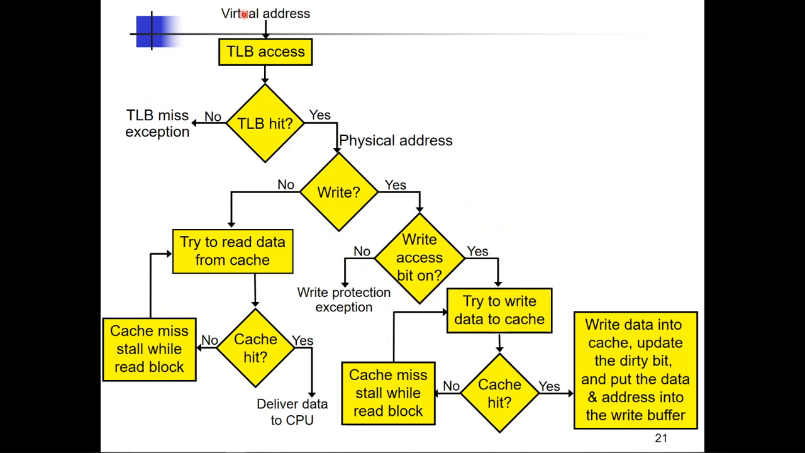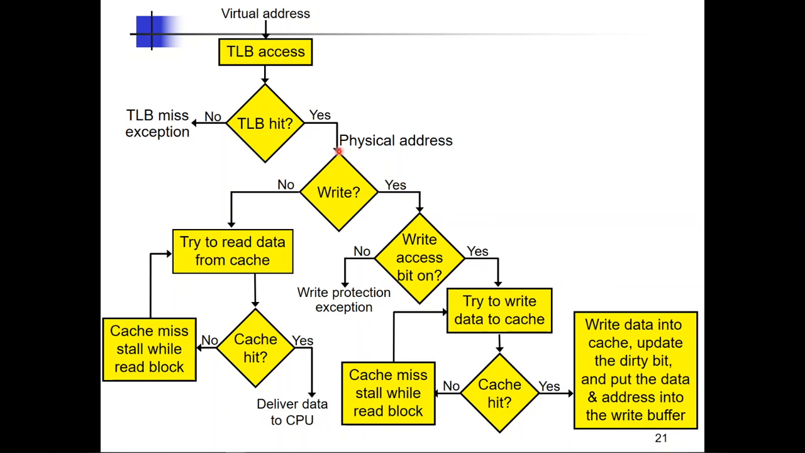At the beginning, the CPU generates a virtual address, in most cases a 32-bit virtual address. We access the TLB first to look up the mapping. We could have a hit in the TLB or we could miss it. If we miss it, that means that we have a TLB miss exception to deal with. But if we do have a hit, we have the physical address that corresponds to that virtual address.